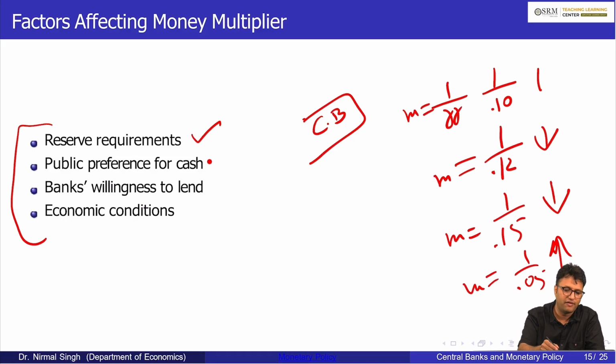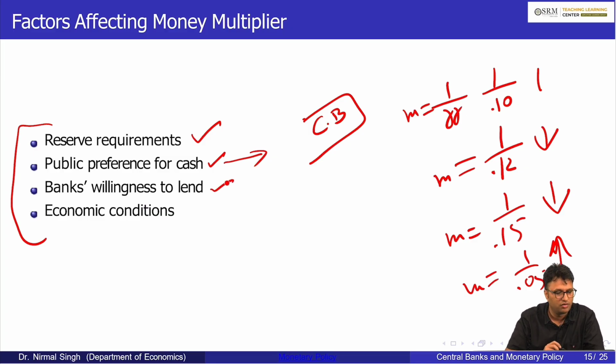Then next is public preferences for cash. It depends on how much currency the public wants to hold. This factor is impacted by how the economy is performing, whether people prefer keeping more cash with them or want to invest. If more money is coming to the banking system, it will be circulated in the economy, and more money will be created. If people are holding more cash, investing less, then that money won't come into the channel and money creation will be less.